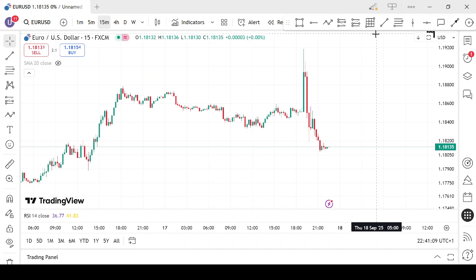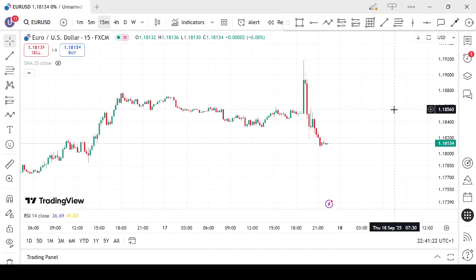Finally, you will need to practice your skills on a demo account before trading with real money, because this allows you to apply your strategy and become familiar with the trading platform without risking your capital.